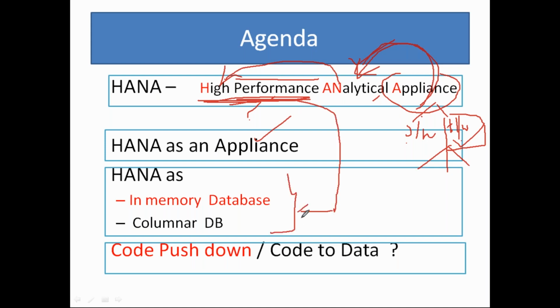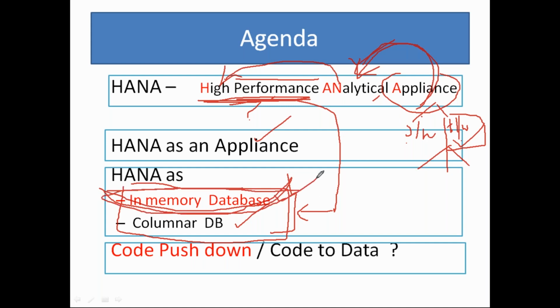This is the backbone of the HANA database, which keeps HANA a unique database. One is in-memory database. The second one is columnar. Let us try to understand in-memory today, and as a result of that, what kind of changes need to be done at the programming level? Two things I'm going to discuss: one is the technology level and one is the programming level.